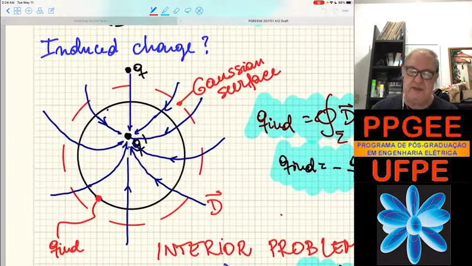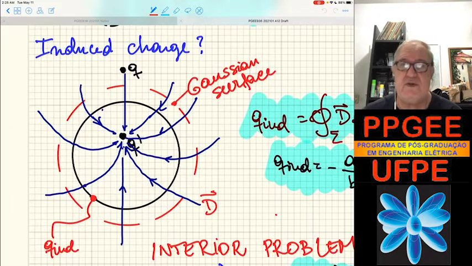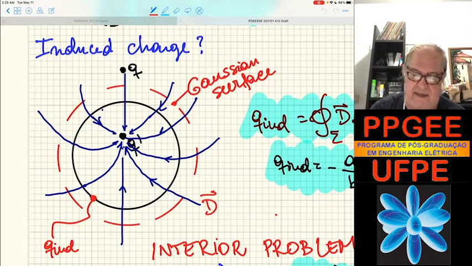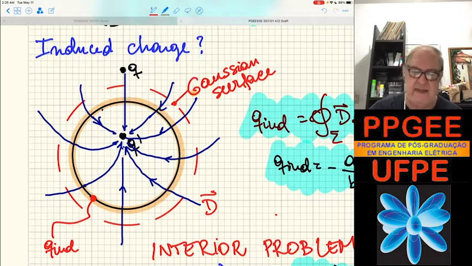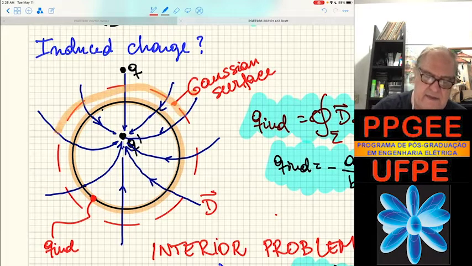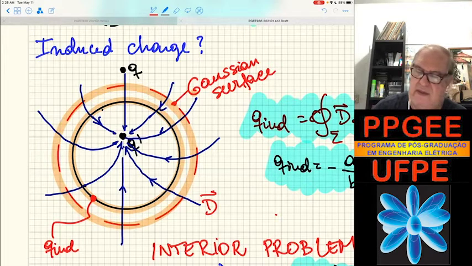So what is the induced charge, right? We just use Gauss's law to determine that. The question is, what is the flux that goes through the sphere? Right? What's the flux that crosses this surface? Because all field lines that cross this red surface here will end up on the sphere.